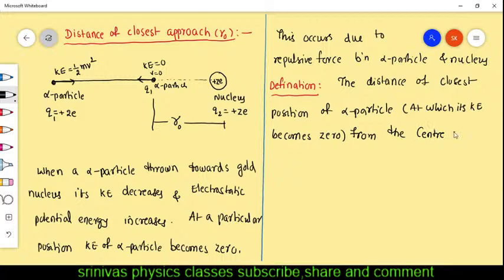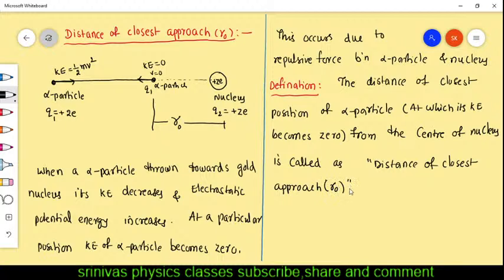Completed definition. Where is it? This is the closest position of the alpha particle. You see the figure. This position distance from the center of the nucleus is called the distance of closest approach. Very good. Are you understanding clearly? It is denoted with what? R naught. Very good.